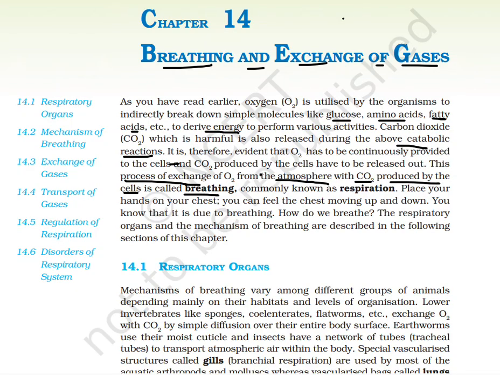This process of exchange of oxygen from the atmosphere with carbon dioxide produced by the cells is called breathing, commonly known as respiration. Place your hands on your chest. You can feel the chest moving up and down. You know that it is due to breathing. How do we breathe?